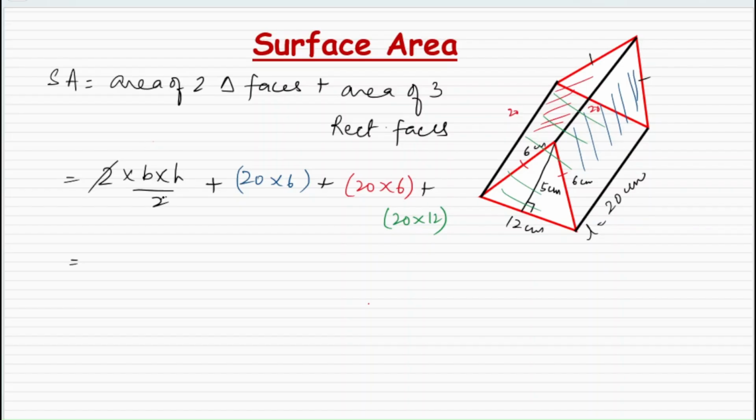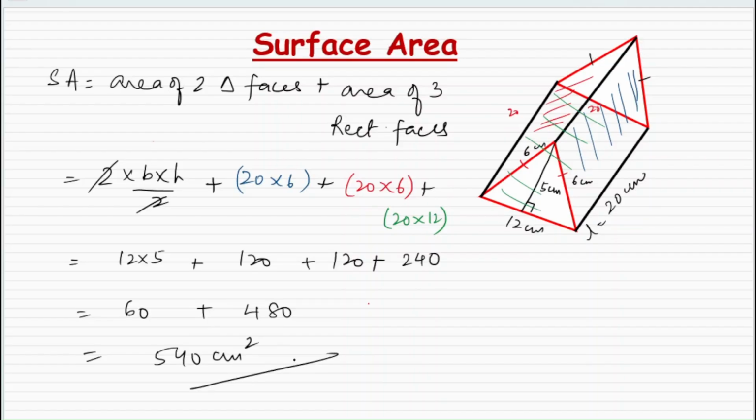All right, I can divide 2 by 2 as 1. The base of the triangle is 12 and the height is 5. So it's 12 times 5, plus 20 times 6 is 120. Sorry, again 120, and 20 times 12 is 240. So 12 times 5 is 60. And now when I add all these three, I'll get 480. 60 plus 480 is 540. So 540 centimeter square is the area of this prism.